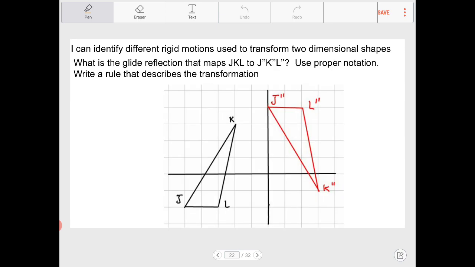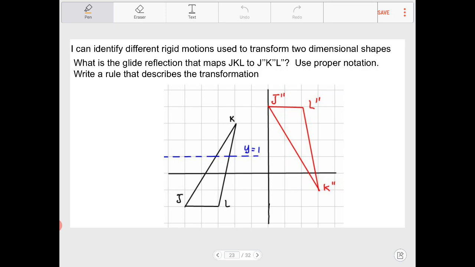All right. What is the glide reflection that maps JKL to J double prime, K double prime, L double prime? Use proper notation. Write a rule that describes the transformation. I'm going to encourage you to pause the video and see what you can figure out here for yourselves. So welcome back. Hopefully you had some time to think about this. What I had thought of was to perform a reflection and then a translation. So I reflected over the line y equals 1. Hopefully you did something similar.